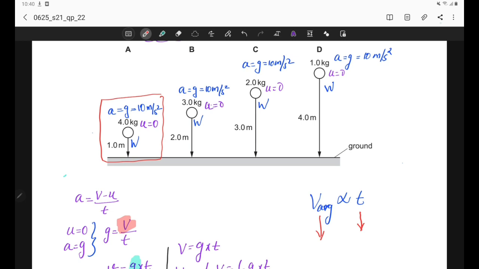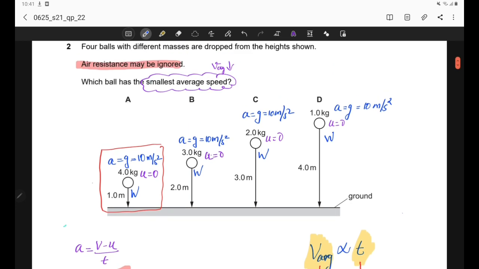So we can simply check the distance, and we can see in option A the ball has to travel a shorter distance, so the time taken will be less. Therefore if the time taken is less, then the average speed will also be less. Therefore the correct answer is option A.